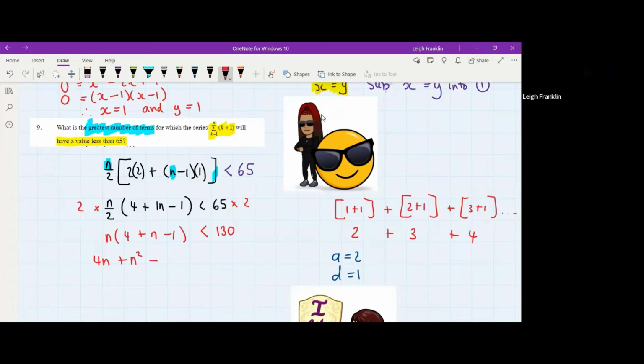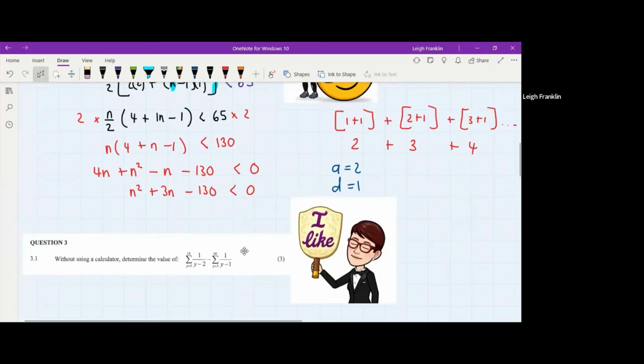Exactly. Minus n, minus n. And then I'm going to bring the 130 over to the other side, smaller than 0. And now I need to get it into my standard form. So n squared at the front, 4n minus n is 3n, minus 130 is smaller than 0. And now you are back in grade 11 again.